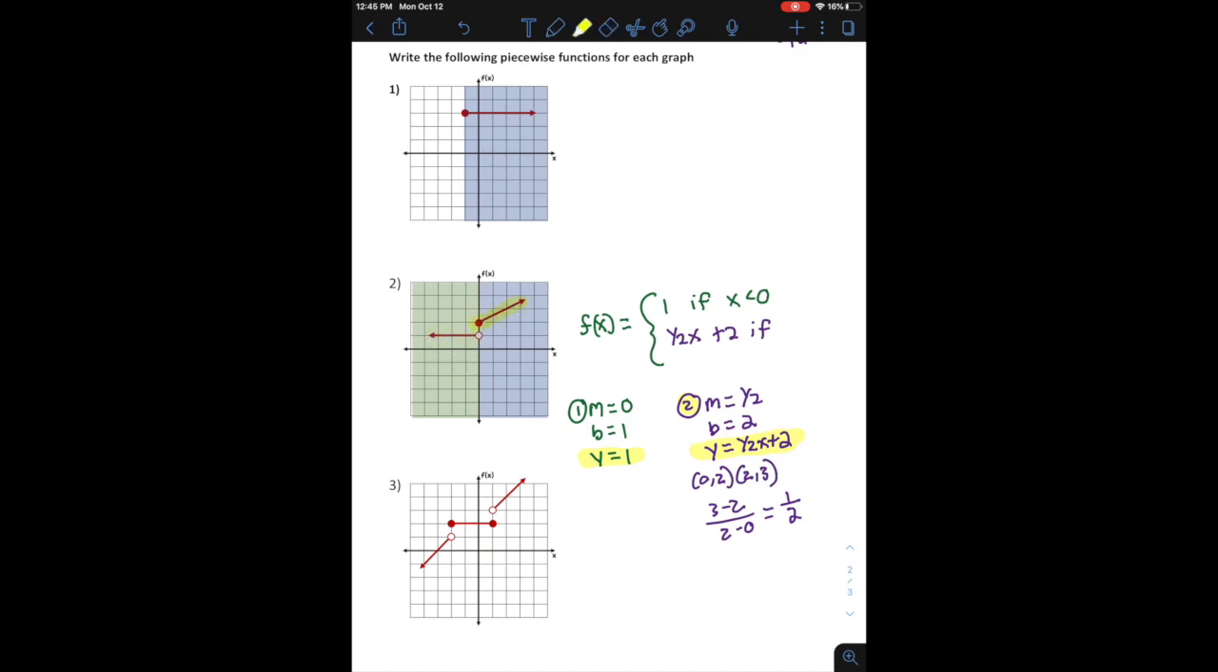As you can see, the piece that we're talking about here, the second one, this piece, what x values does it cover? Let's look at the x-axis from here to here. In the blue section, those are the x values greater than or equal to 0. And I know it's greater than or equal to because it's a solid circle. So if x is greater than or equal to 0.